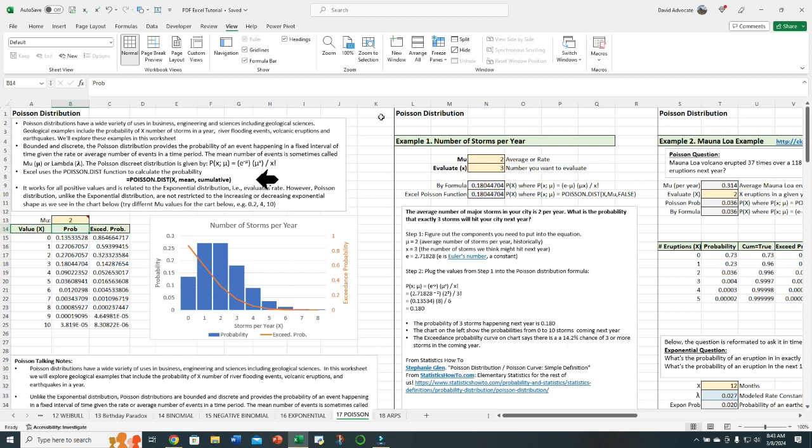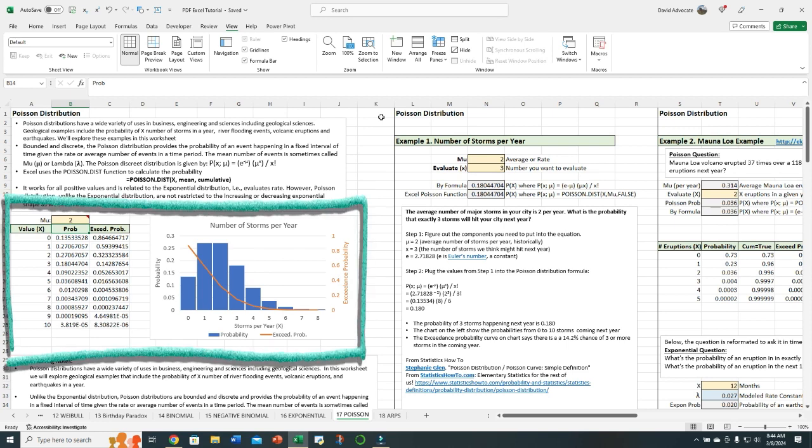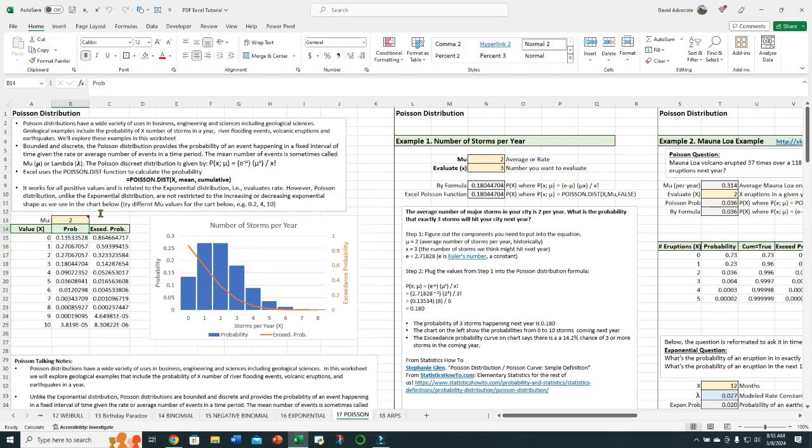Excel uses the Poisson.dist function to calculate the probability, where Poisson.dist equals x number of events times the mean number, where cumulative can be true or false. It works for all positive values and is related to the exponential distribution, that is, it evaluates rate. However, Poisson distributions, unlike the exponential distribution, are not restricted to the increasing or decreasing exponential shape, as we see in the chart below. So let's try some different values in this chart.